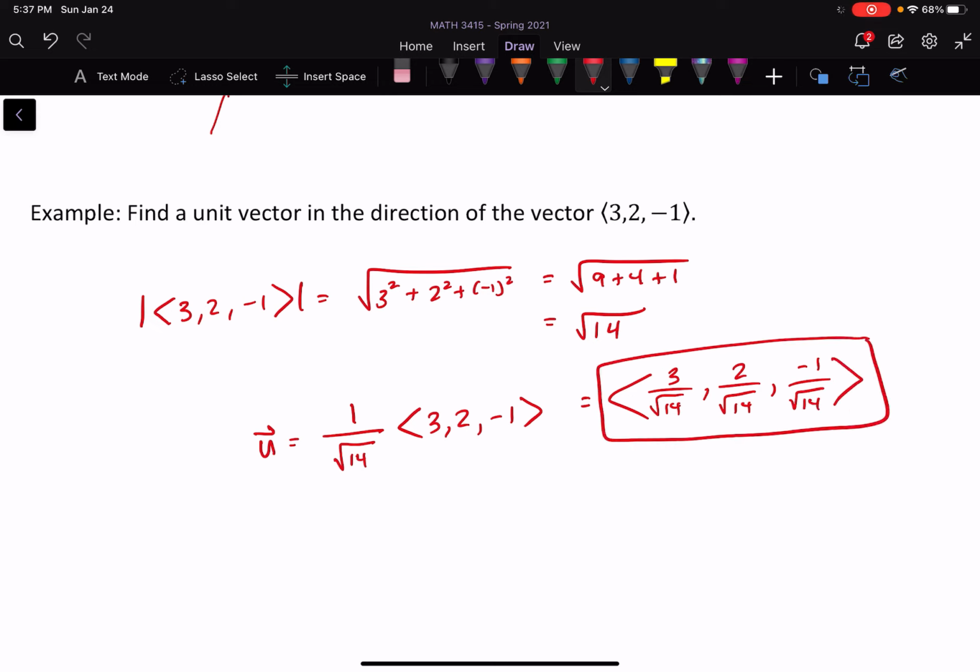And that's it. All right, and you might be wondering, do we have to rationalize denominators? No, you don't have to rationalize denominators. And mostly in this class, you're not really going to have to simplify anything. But in particular, you certainly don't have to rationalize denominators or anything.